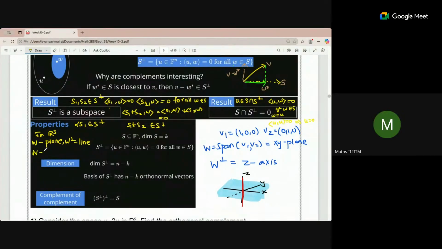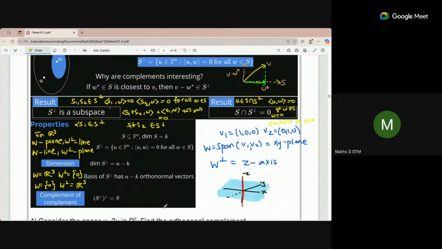And if W is a line, then what can you say about W perp? It would be a plane. Yes, because the dimension is n minus k. So if the dimension of W is 1, W perp has dimension 3 minus 1, which is 2, so it should be a plane. And if W is equal to the entire R3, then what is W perp? Origin. And if W is just the origin, then what is W perp? R3.